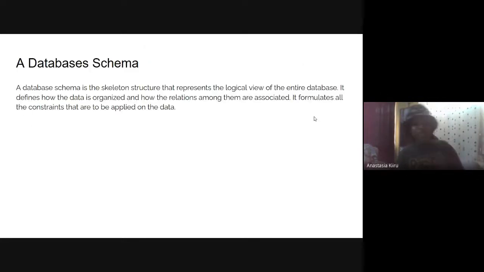A database schema is the skeleton structure that represents the logical view of the entire database. It defines how the data is organized and how the relations among them are associated. Even in SQL, it formulates all the constraints that are to be applied on the data. For example, when you're doing a schema for a relational database, you might say this is the primary key, meaning it cannot be repeated. This is the foreign key, which connects to another table. We will have this field called created at, which is a date time. You should not get anything else apart from date time. So without adding the data, a schema just describes what the database will hold.